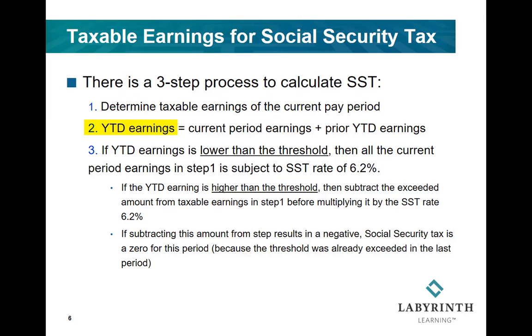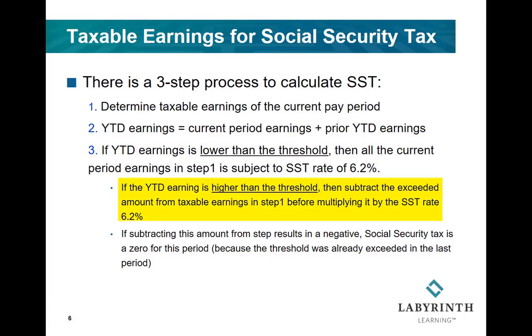Step 2. We want to know if the pay from the current pay period brings us over the Social Security tax wage-based threshold. We do that by determining our year-to-date earnings so that in step 3, we compare to the threshold. Year-to-date earnings is calculated by taking the current period earnings and adding it to the given prior year-to-date earnings. The next step, we compare current year-to-date earnings to the threshold. If year-to-date earnings is below the threshold, then all of the current period earnings in step 1 is subject to the Social Security rate of 6.2%.